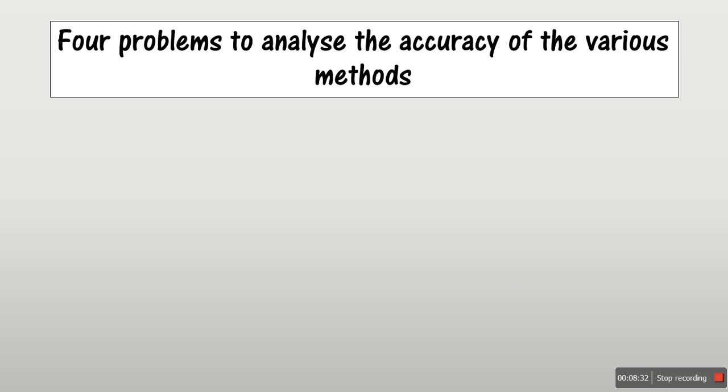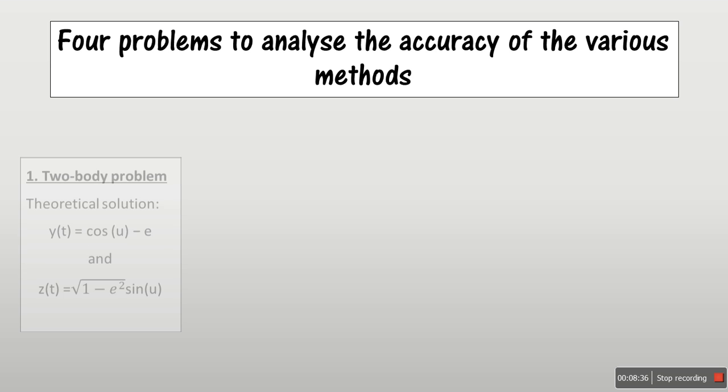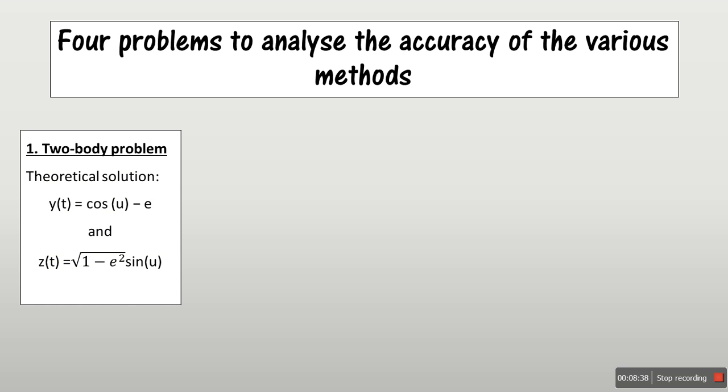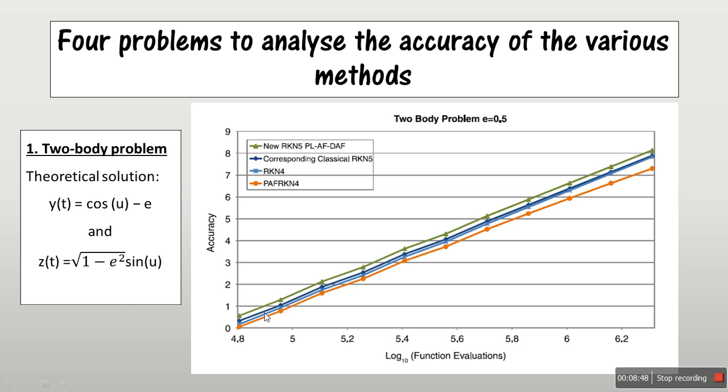So in this paper, they use 4 problems to analyze the accuracy of the various methods. The first problem is the two-body problem, and it can be seen that there is a theoretical solution. And there's a graph showing the analysis of the different methods. It can be seen that the new method has the highest accuracy.